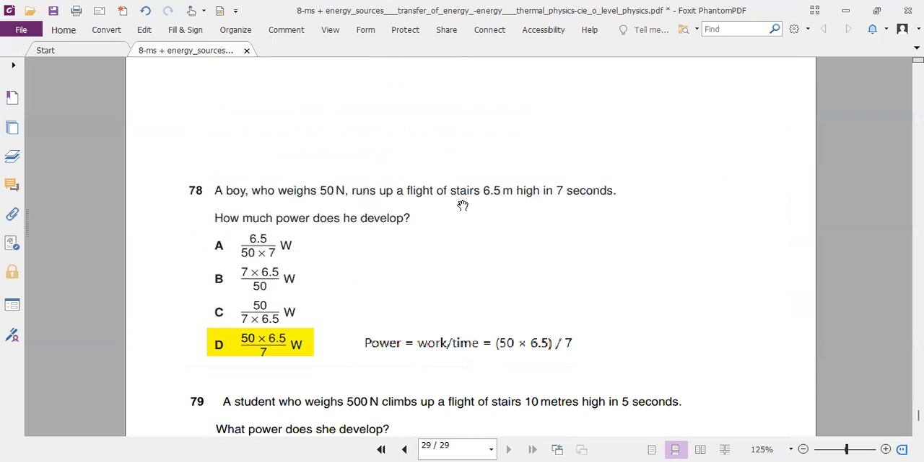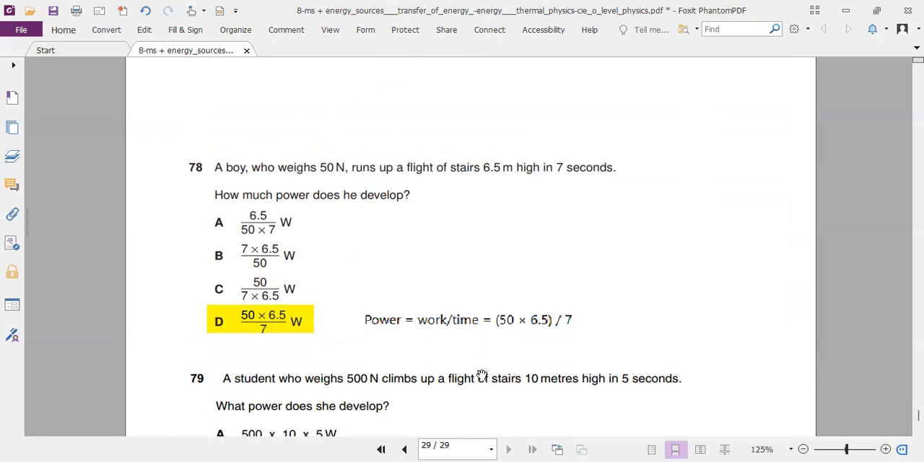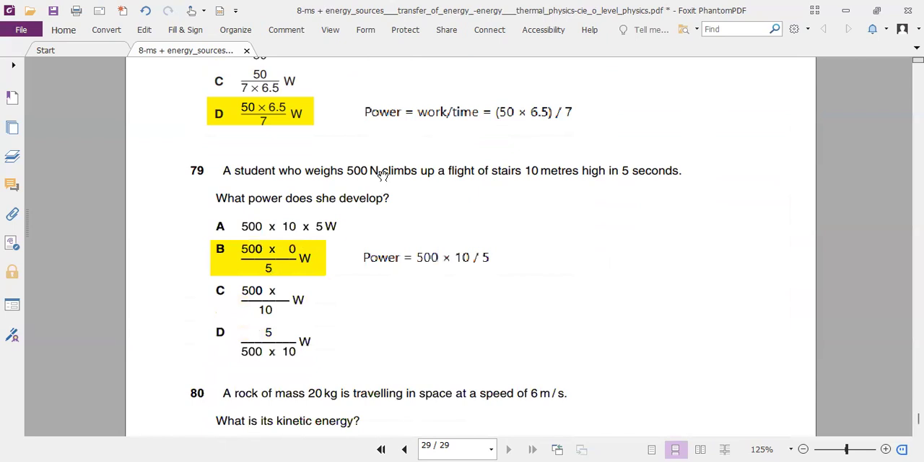A boy of this much weight runs up this height in this much time, power will be this because of this relationship. Same question, just look at it. Same thing, just different data.